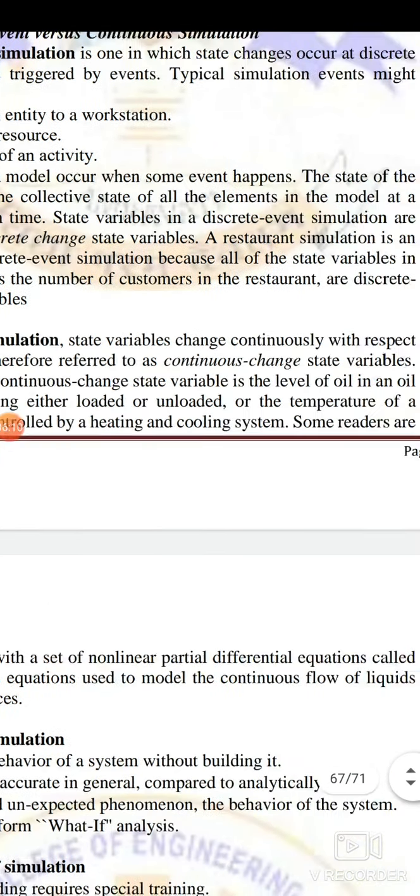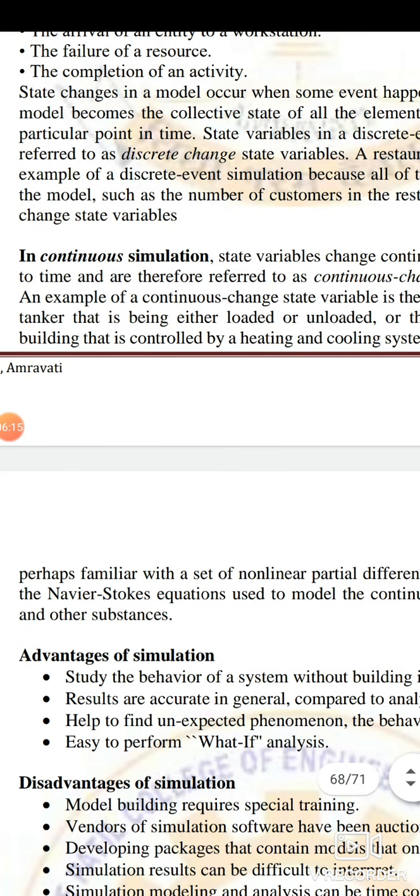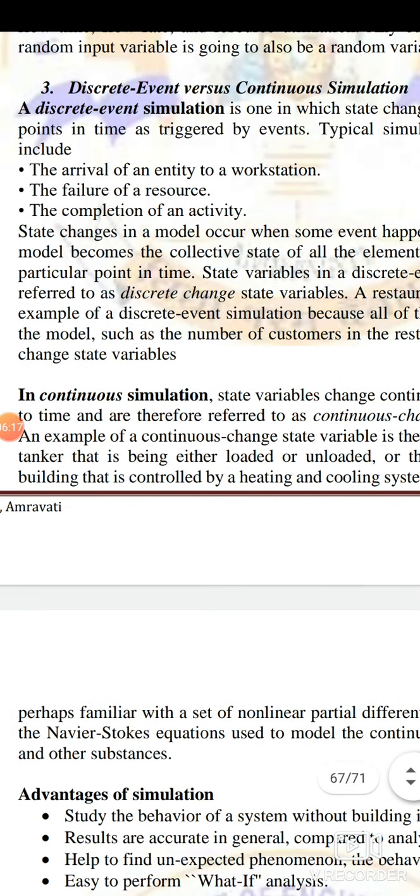And in continuous simulation, things change continuously with respect to time, and therefore they are referred to as continuous simulation. What is changing continuously? Suppose you want to model a vehicle. The vehicle is running continuously. It is not like it will run for some time, then stop, then run again. The vehicle is running continuously, and all the systems that make that vehicle run are also going continuously.